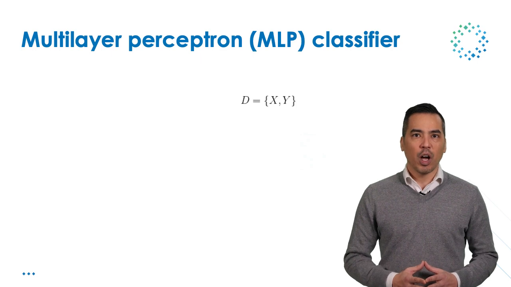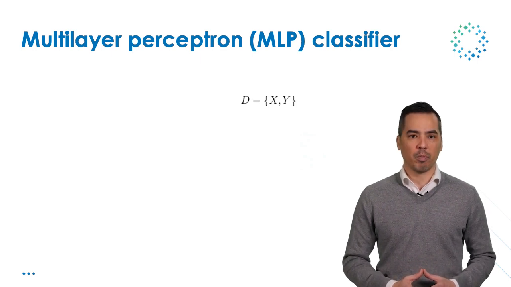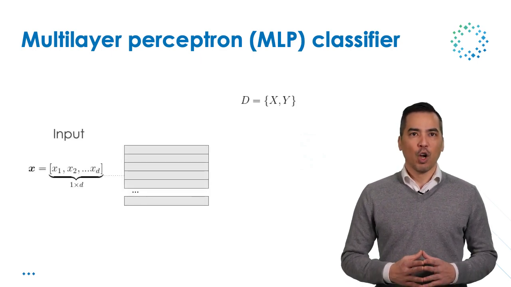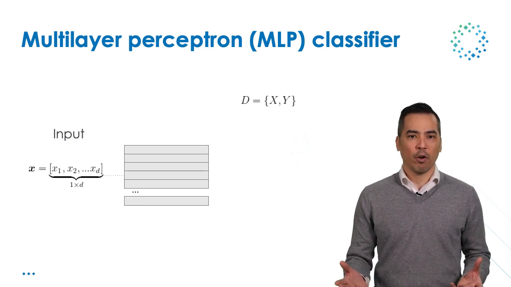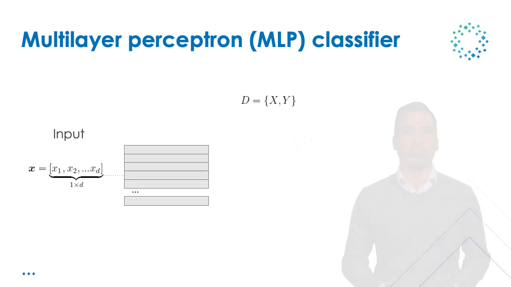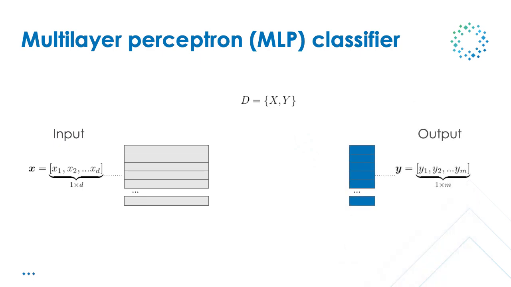We will focus on the multi-class classification problem. We start with a data set of paired inputs and outputs denoted by X and Y respectively. The inputs are a collection of examples in D dimensions. So if it's a black and white 128 by 128 image, that's a 16,384 dimension vector.